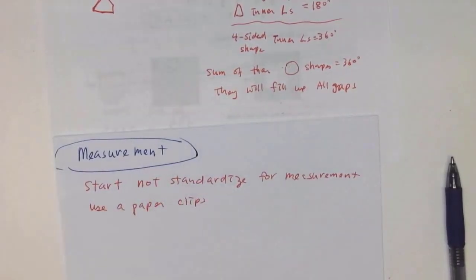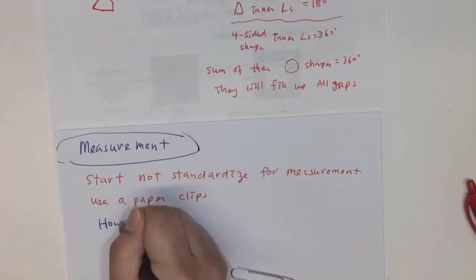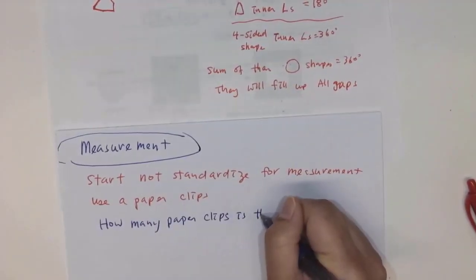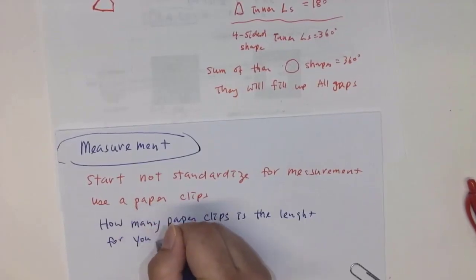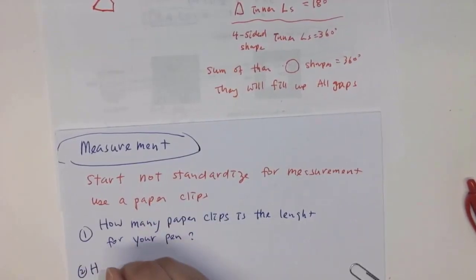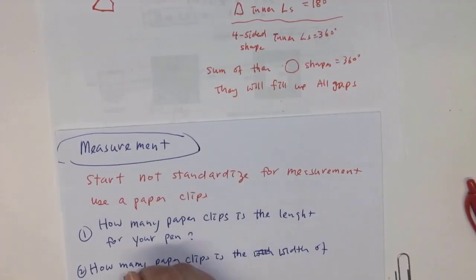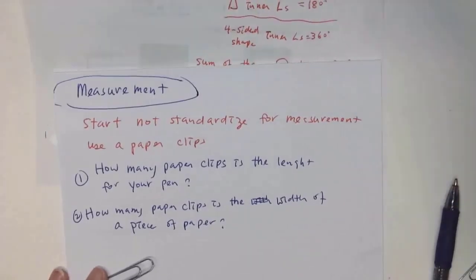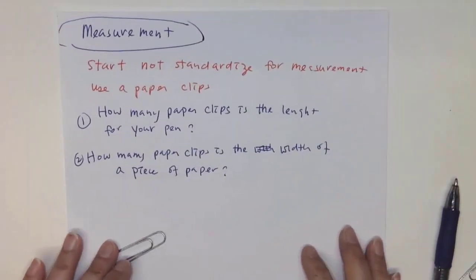How many paper clips is it going to take to measure the length of your pen or pencil? I want you to take a minute and check how many paper clips it takes to measure your pen. It may not be one whole one, right? How many paper clips is the length of your pen? How many paper clips is the width of a piece of paper? Measure these two things for me using your paper clip, which I assume some of you have a bigger one, some of you a little one.